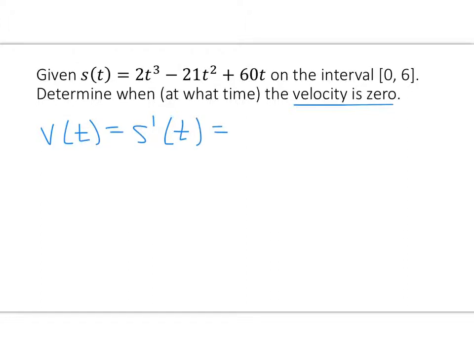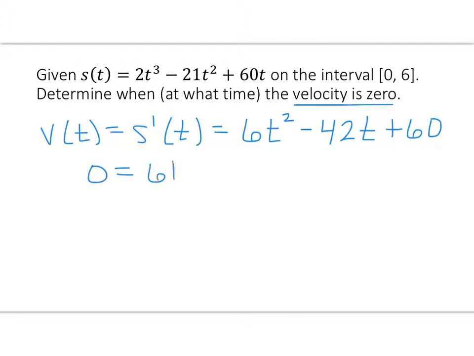Okay, so I'm just taking a derivative, using my basic power rule. So 3 times 2 is 6, so this is 6t squared. 2 times 21 is 42t, plus 60. So that's my velocity. I want to know when that equals 0, so I'm just going to set it equal to 0. So 0 equals 6t squared minus 42t plus 60.